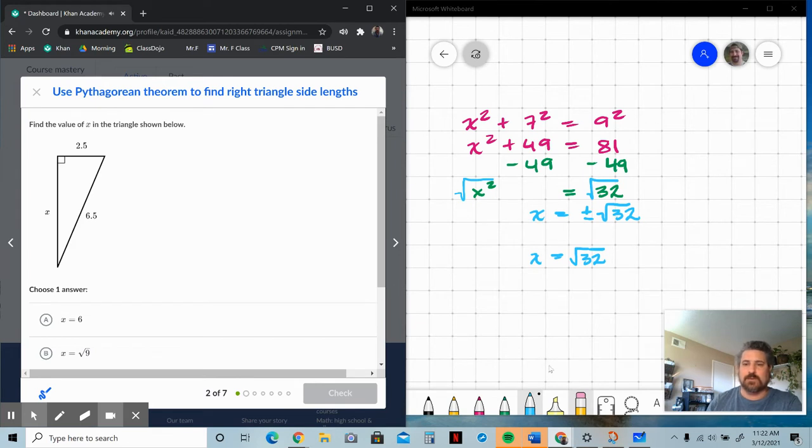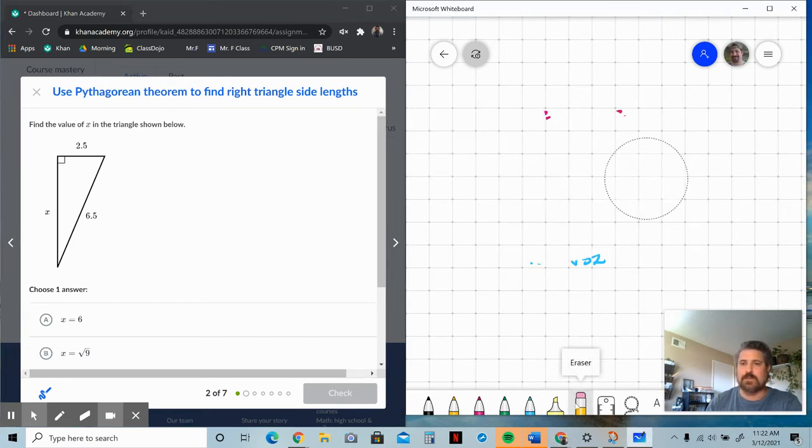Okay, here's the next one. On the next problem, we're going to erase this. You have a situation where you have two legs, and one of them is unknown. Remember, the hypotenuse is the side opposite the right angle, and the legs are the two that form the right angle between them. So we have one leg, 2.5, squared, plus the other leg, the x value, squared, must be equal to the hypotenuse, 6.5 squared.